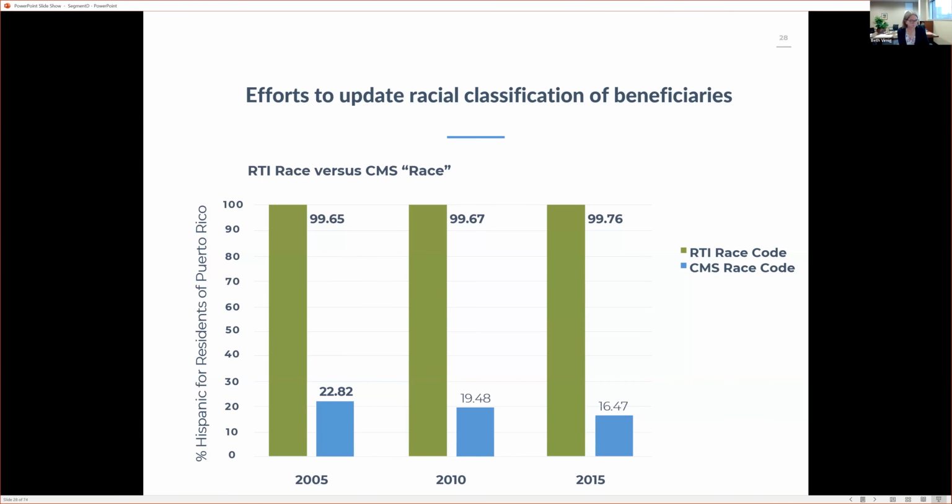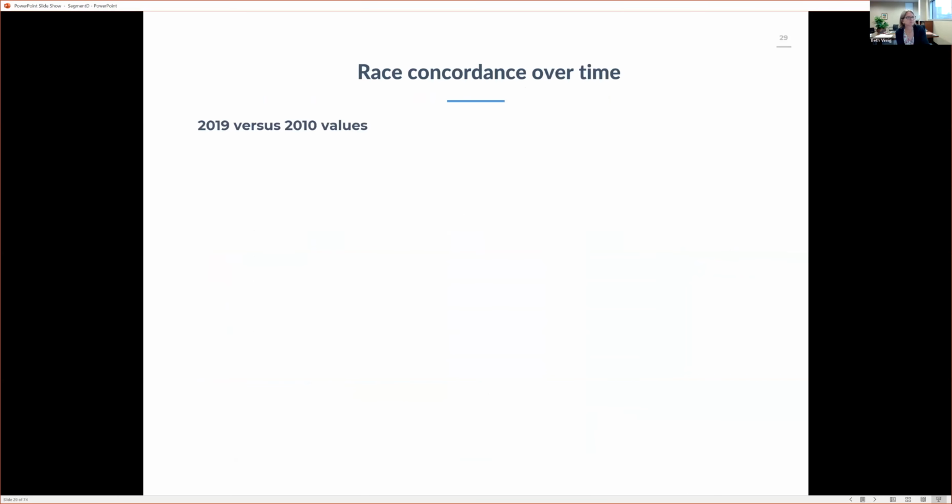Rico are Hispanic. So we can have conversations about people changing their name and being adopted and all of this sort of stuff. But the point is the RTI race code uses a surname identifier algorithm. The CMS race code uses self-identification.